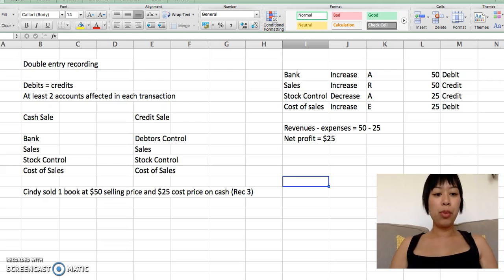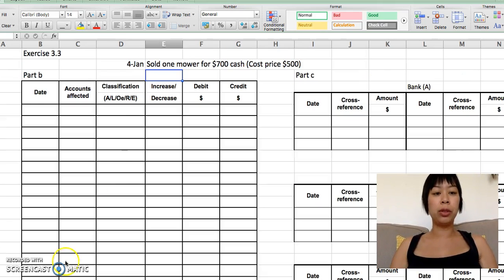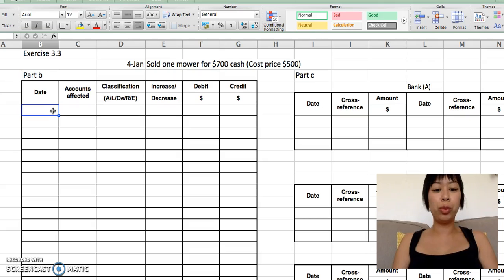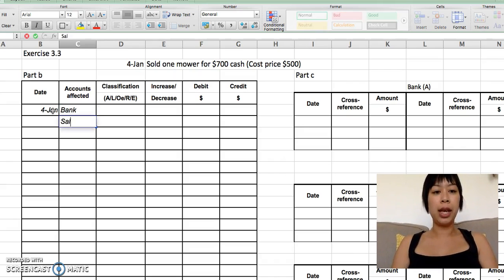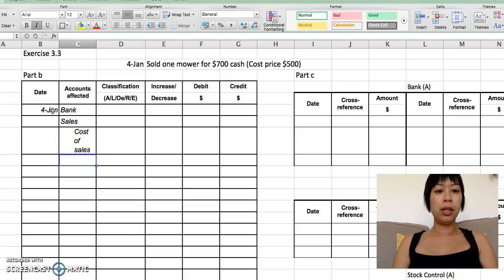If we look at the example in 3.3 in your textbook, on the 4th of January, they sold one mower for $700 cash and its cost price was $500. In the analyzing chart, we will put 4th of January. The accounts affected, as we said before, there's 4 accounts affected. Bank, sales, cost of sales, stock control.